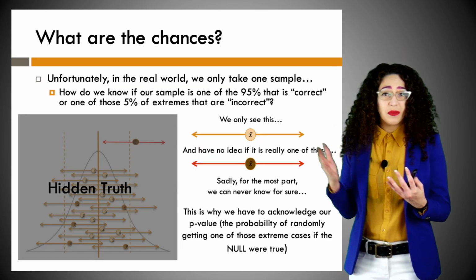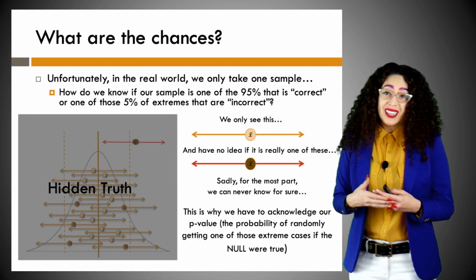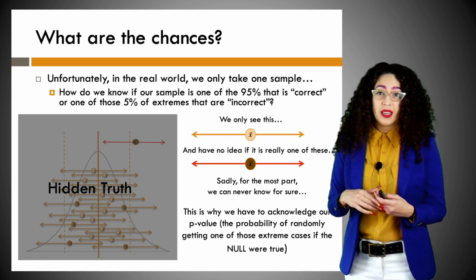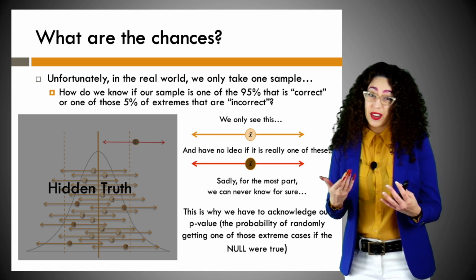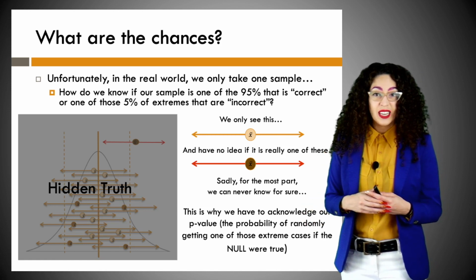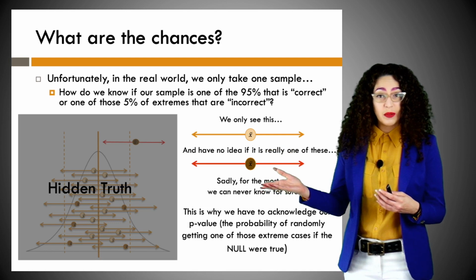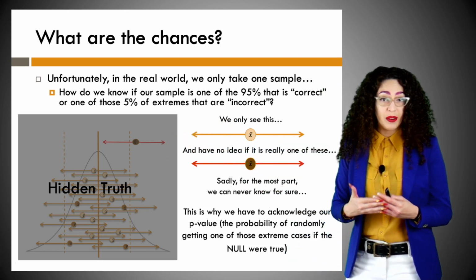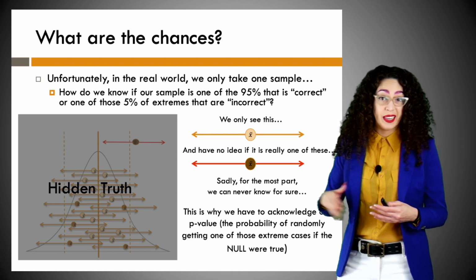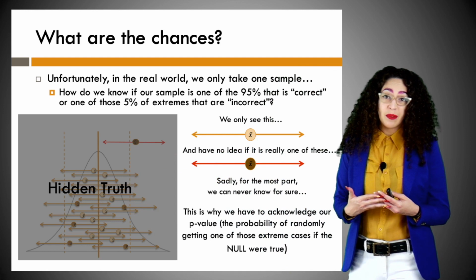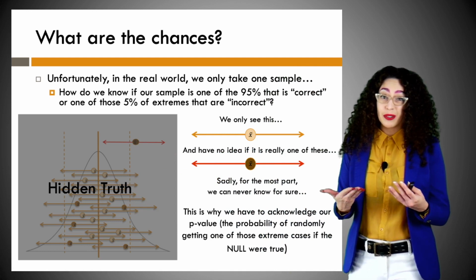How do we know if we are that fluke? Unfortunately, in the real world, we only ever take one sample. How do we know if our sample is one of those 95% that's correct, or one of those 5% that's too extreme and incorrect? Because we only ever see this. How could we possibly know that we're one of those ones that's out here, that that sample mean you got was actually just a fluke, and if you did it again, you'd actually get something that failed to reject? Sadly, for the most part, we can never know for sure.